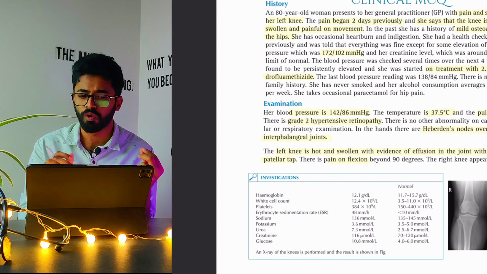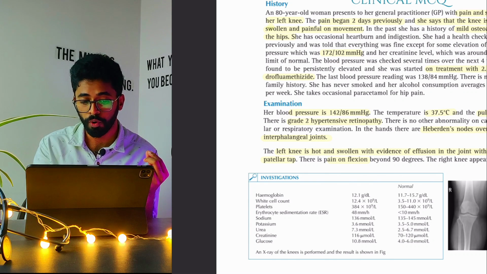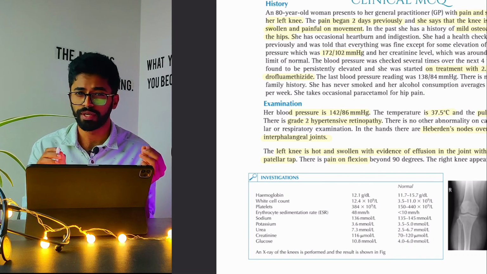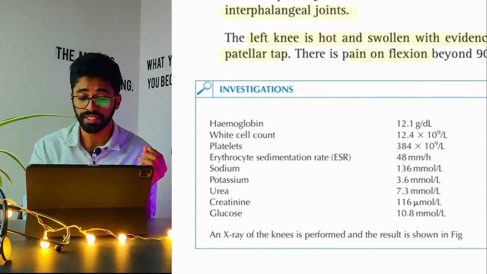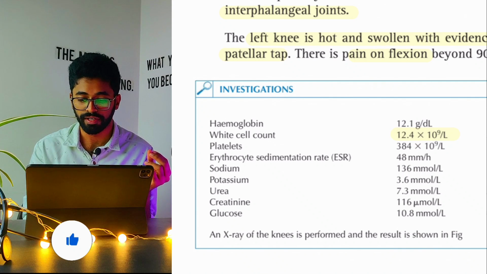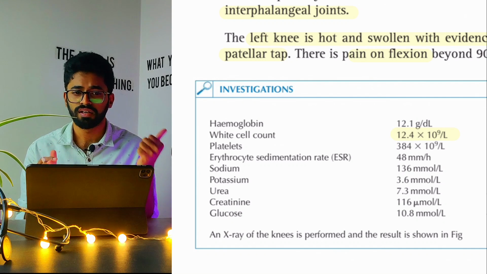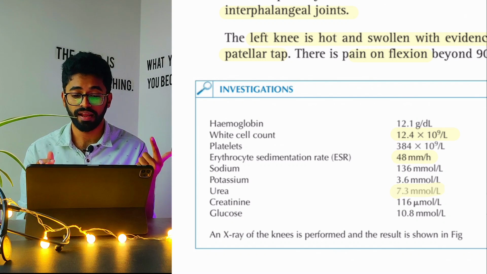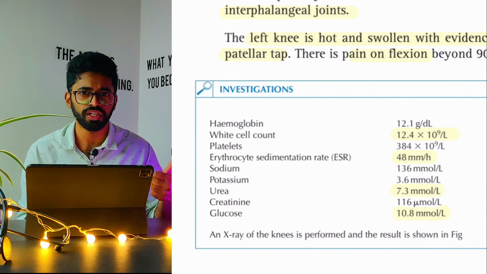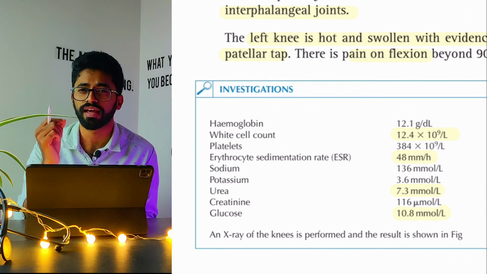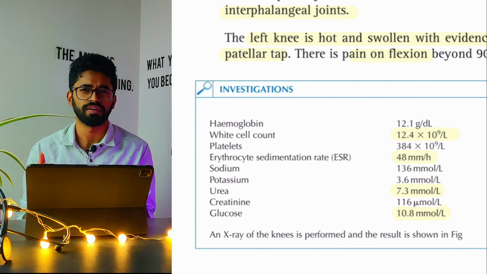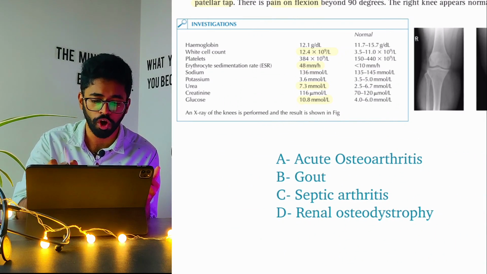Let's look into it. Hemoglobin 12.1, white blood cell count is 12.4, platelets 384 into 10 power 9, ESR is 48 elevated, sodium 136, potassium 3.6, urea 7.3 elevated, creatinine 116, glucose is 10.8 elevated. So the patient is having a white blood cell count increase, ESR elevated and urea elevated, and she's having hyperglycemia. So whenever there is hyperuricemia in the patient, it clearly indicates for you the one diagnosis, that is gout. Okay, but let's look into the options now. Did they give gout? Now is the time to look into the options.